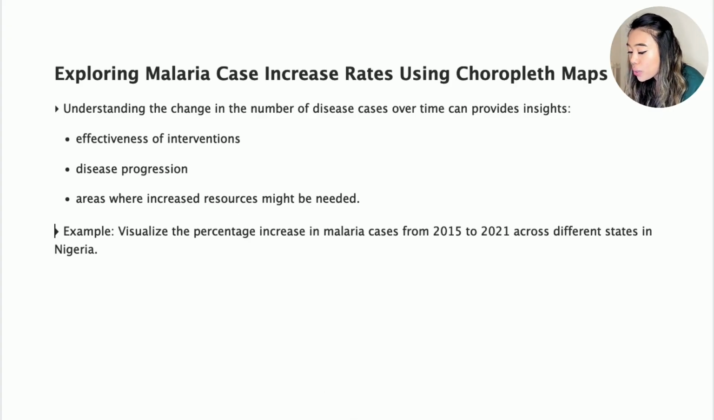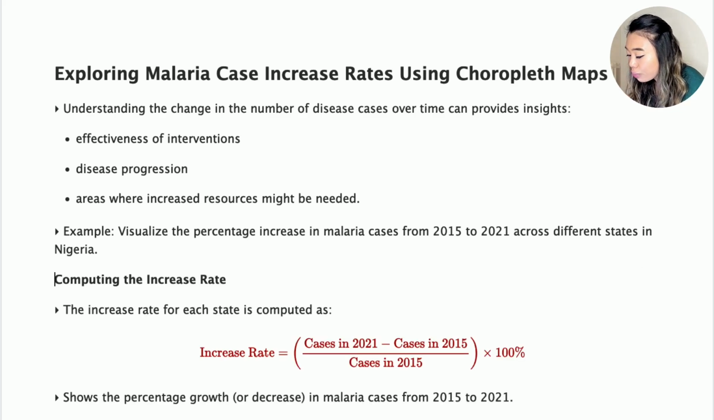In this context, we're going to visualize the percentage increase in malaria cases from 2015 to 2021 across different states in Nigeria. But before doing so, we first need to compute the increase rate. Keeping in mind our example up above, the increase rate for each state is computed as the number of cases in 2021 minus cases in 2015 divided by the cases in 2015 multiplied by 100%. Now, this formula provides a percentage growth or decrease in malaria cases from 2015 to 2021.